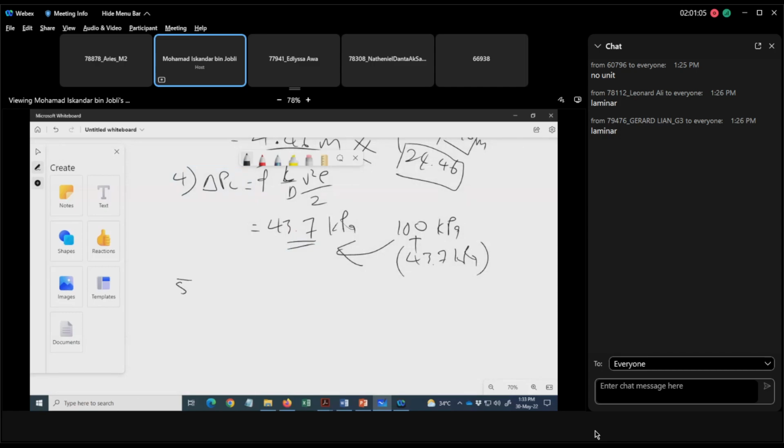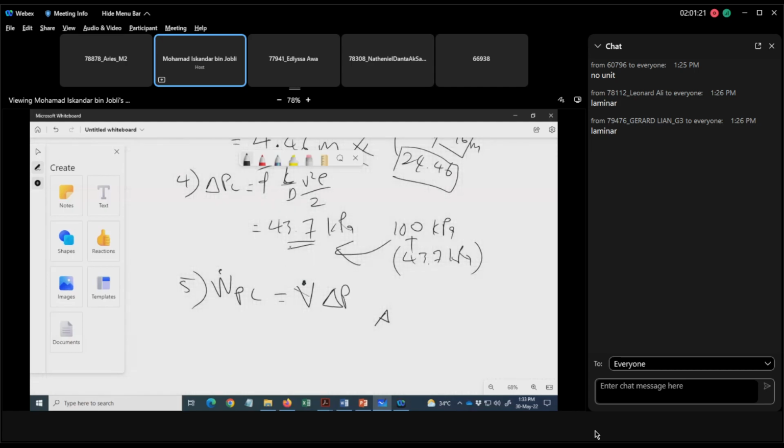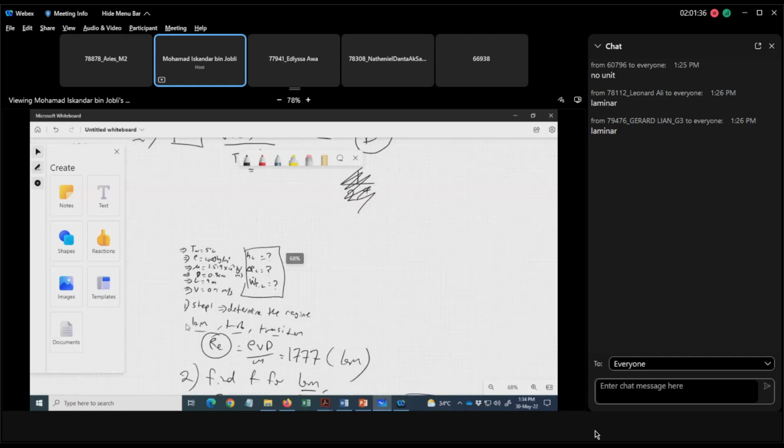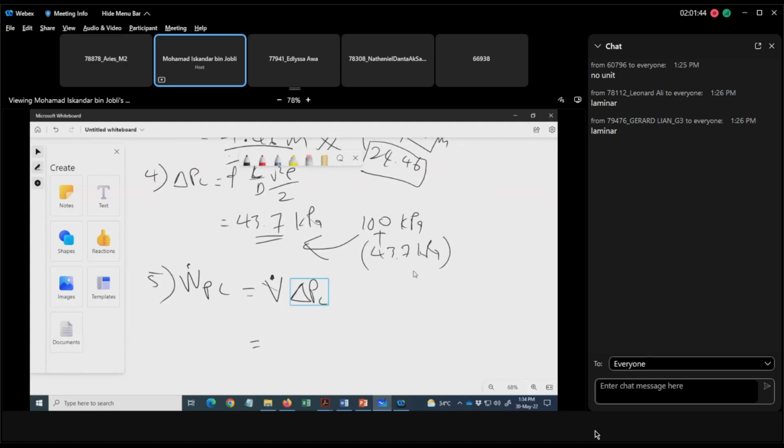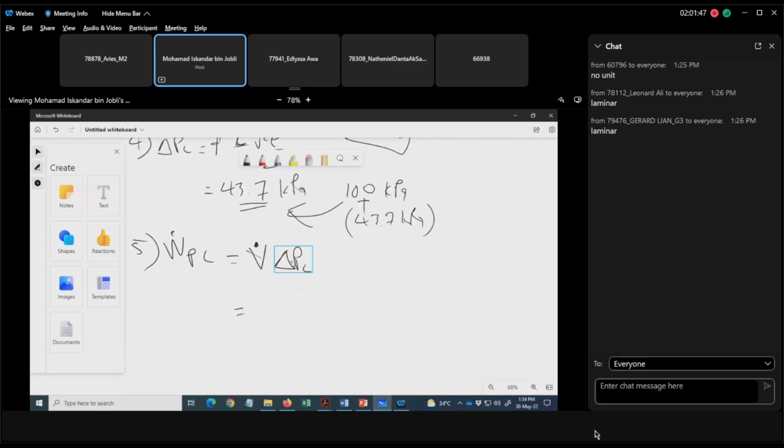Because we can determine the work from the pump. The work from the pump equals the volume flow rate multiplied by delta P L. I think for this, the velocity is given, 0.9. And then you have this 43.7 kilopascal. You just multiply, and the answer that you get from the book would be 0.28 watt.